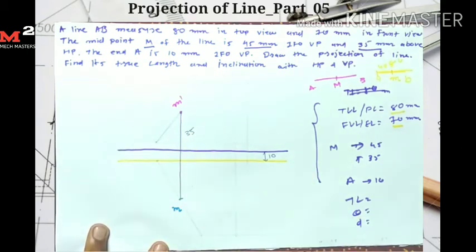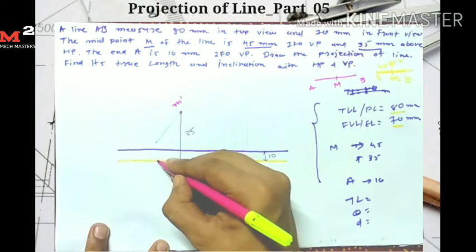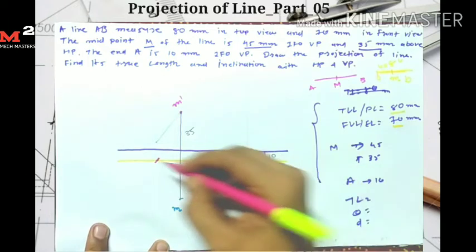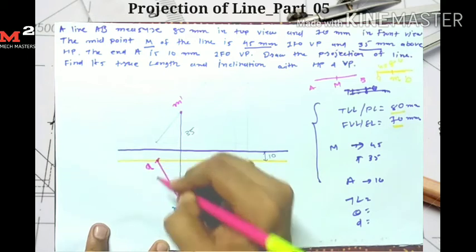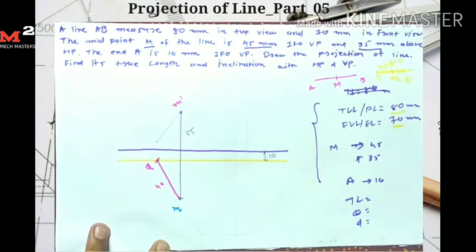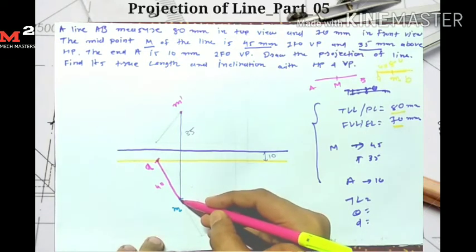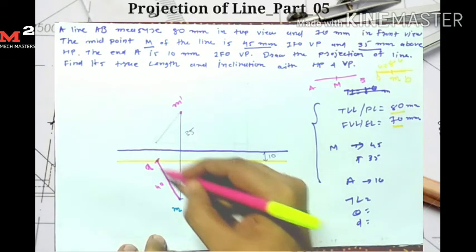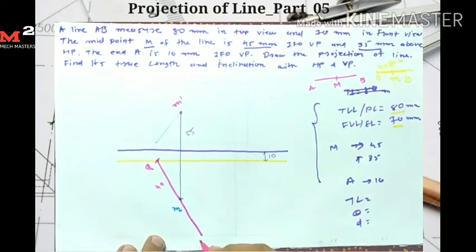So I take 40 mm as a radius and M as a center. I draw one arc which intersects the locus of A at here. So this distance is equal to 40 mm, so I get my point A at here. Now M is the midpoint of line AB, so similarly from this side I extend this line from M up to 40 mm. So here I get my point B. So this AB line is my final top view.